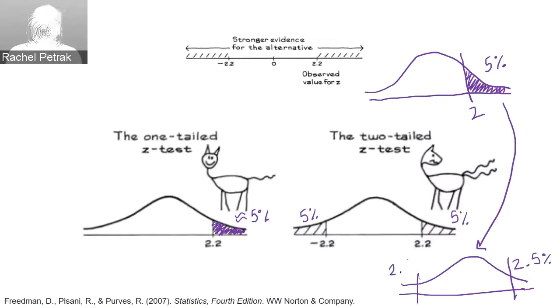So for a two-tailed test with a 5% significance level, you have to split your 5% into two parts. Then your z value here is the one where you've got 2.5% remaining beyond z rather than 5%.